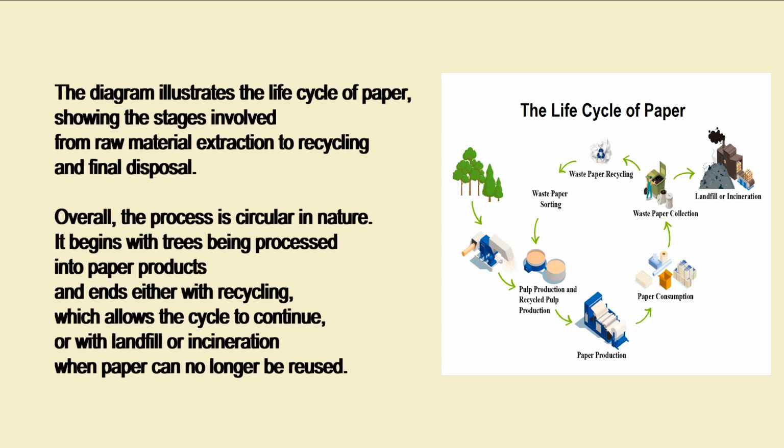The diagram illustrates the life cycle of paper, showing the stages involved from raw material extraction to recycling and final disposal. Overall, the process is circular in nature. It begins with trees being processed into paper products and ends either with recycling, which allows the cycle to continue, or with landfill or incineration when paper can no longer be reused.